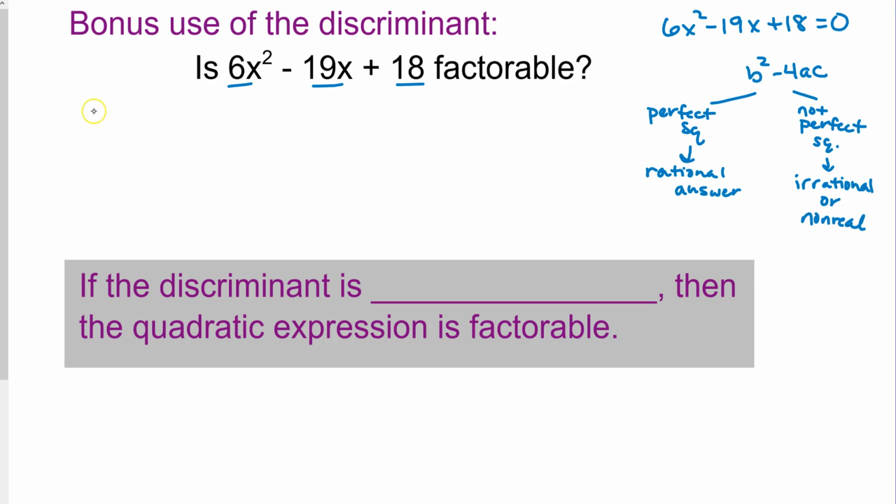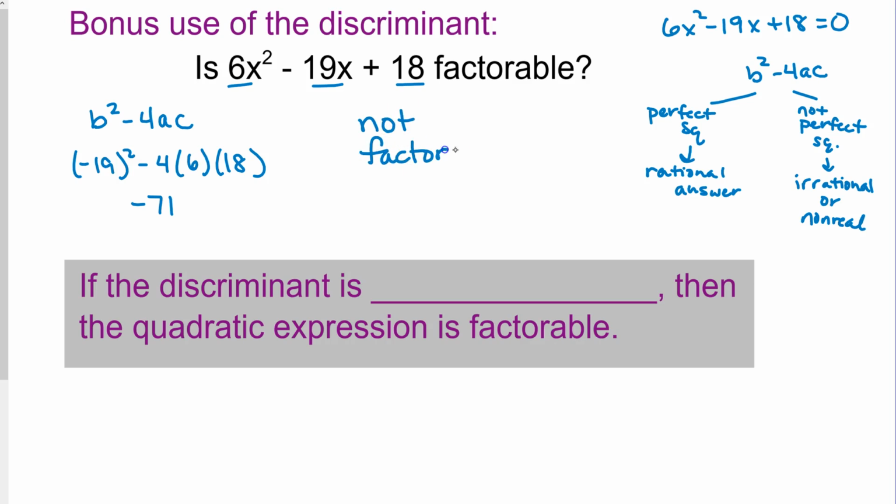Okay, so let's check this one out. If we were finding b squared minus 4ac, that would be negative 19 squared minus 4 times 6 times 18. Let's figure out what that is. That's negative 71. That's not a perfect square, so we can conclude that this is not factorable, and we don't even have to try any of the possibilities. So I would tuck that little idea away and use it whenever it's convenient. If the discriminant is a perfect square, and that implies it's positive as well, then the quadratic expression is factorable.